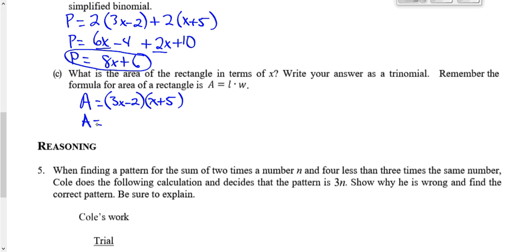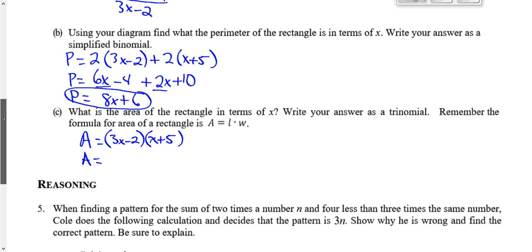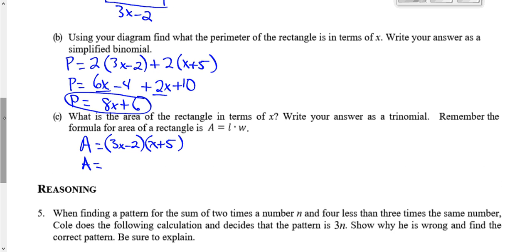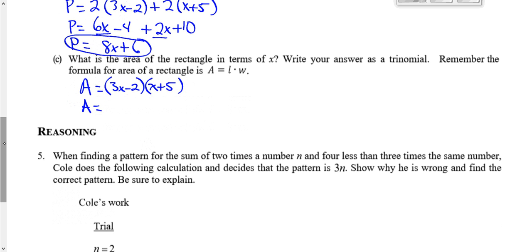Area equals, right? Again, you guys see how my algebra looks, right? Like up here, I got perimeter equals all the way down, area equals. So distribute: 3x squared plus 15x, right? Now distribute the negative 2. Minus 2x minus 10. Right? Because negative 2 times 5 is negative 10, right? So 3x squared plus 13x minus 10. There we go.